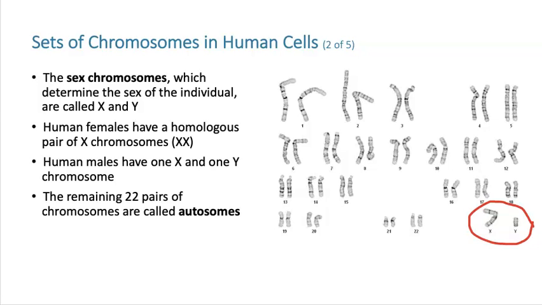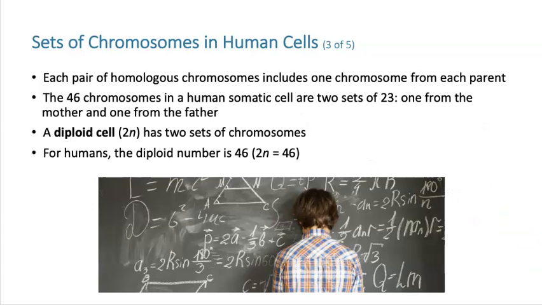So the rest of these other 22 pairs have their own name. Remember, these are the sex chromosomes. The rest of them are called autosomes. And don't ask me why they get the name autosomes. It just does. So that's what we call chromosomes numbered 1 through 22. Each pair of chromosomes includes 1 chromosome from each parent.